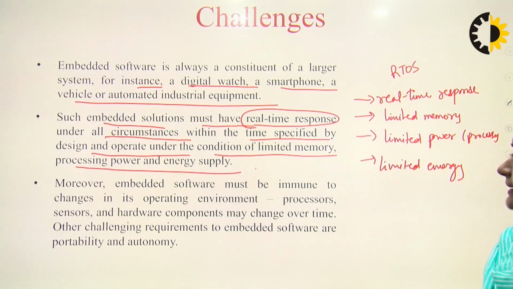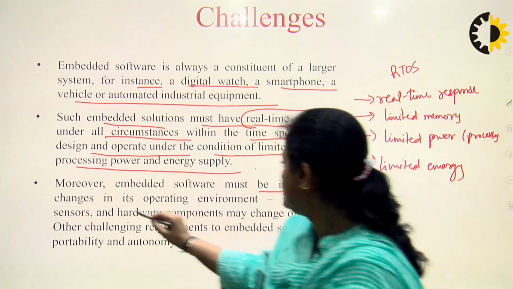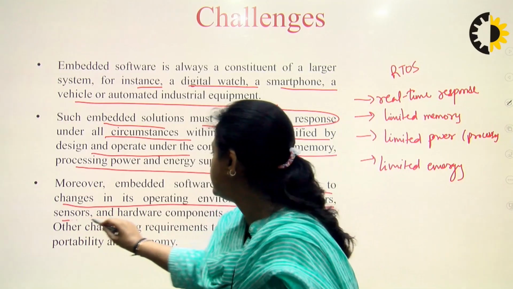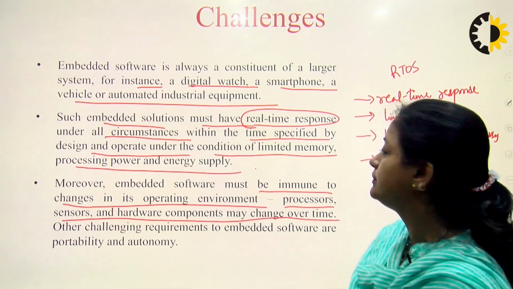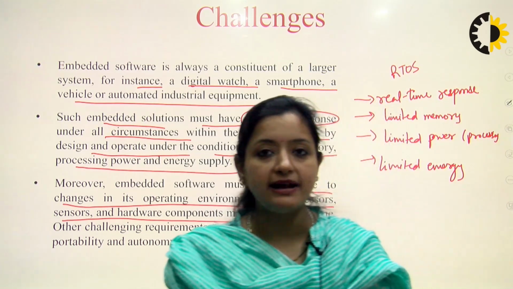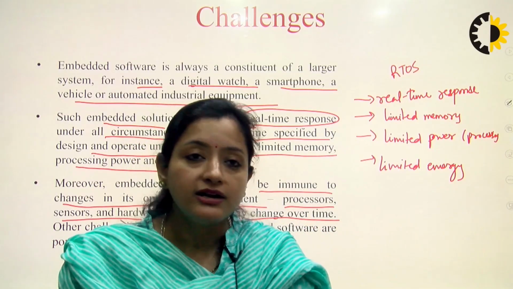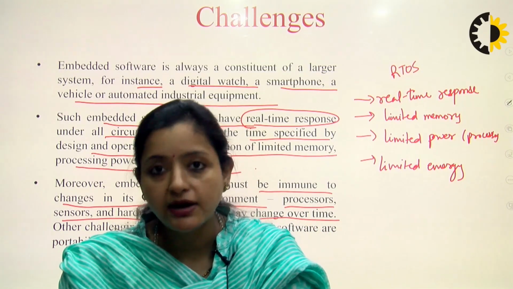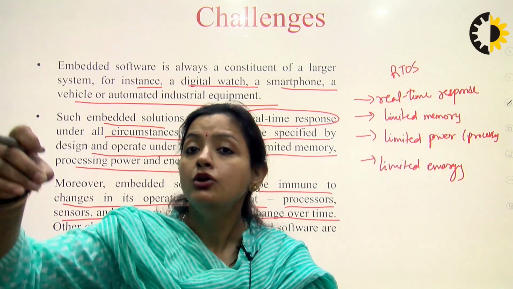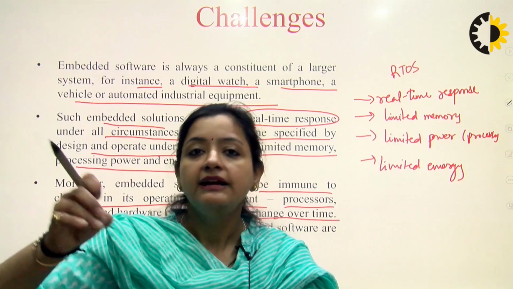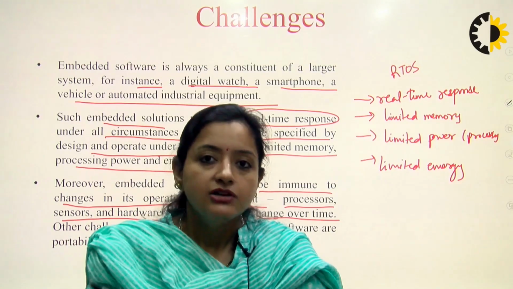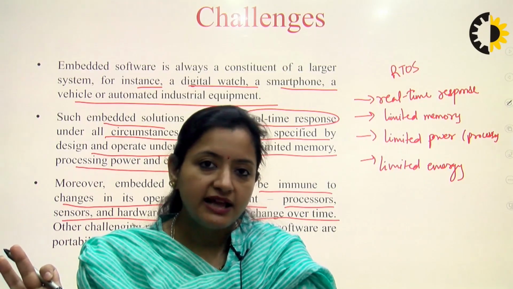Moreover, embedded software must be immune to changes in its operating environment. Processors, sensors and hardware components may change over time. Okay. So, for example, if you have a smart agriculture application in which you have deployed some embedded product in the agriculture field, it has some sensors attached with it to monitor the temperature, let's say. It has some sensor attached with it to monitor the soil moisture level. So, there is a smart system you have deployed in the agriculture field.